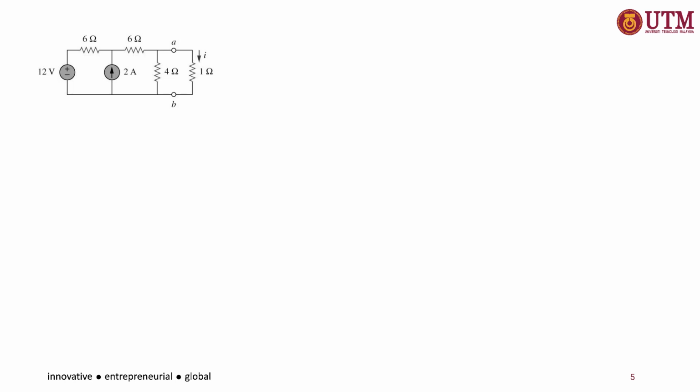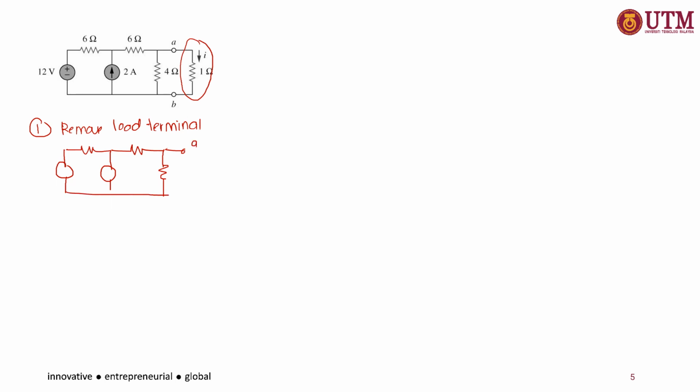In order to find the Norton and Thevenin equivalent circuit, the first step is you need to remove your load terminal. Okay, so this is your load, so you need to remove this load terminal. Okay, and then we sketch the new circuit where you just leave your terminal A and your terminal B open.